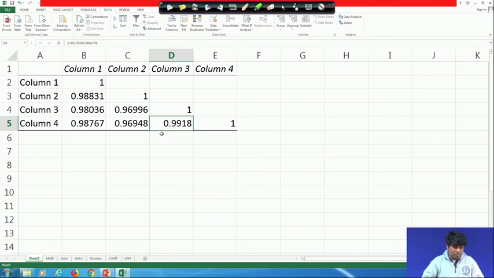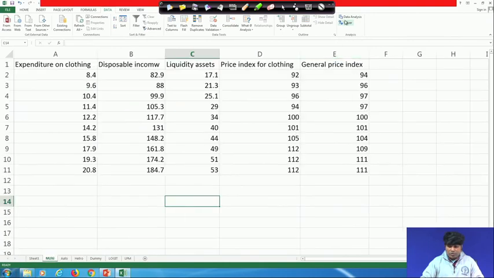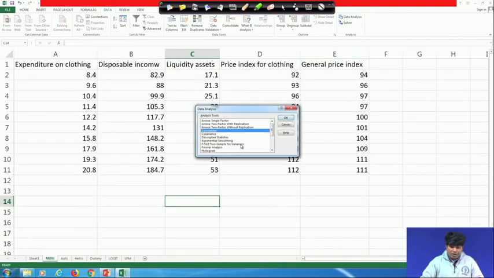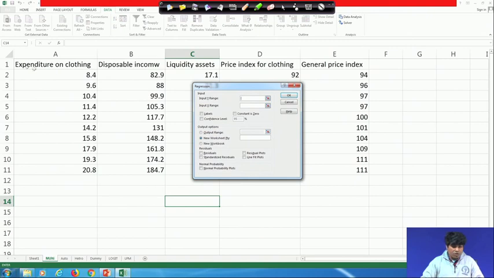So, in the first instance, before you start the prediction, this gives some kind of negative signal. And again, what will you do? That will be checked through regression analysis. So, again you go to this data analysis package, because our basic objective of this problem is to predict the expenditure on clothing subject to disposable income, liquidity assets, price index of clothing, and general price index. So, then what will you do? You have to choose a regression package, and then we have to start working on this.